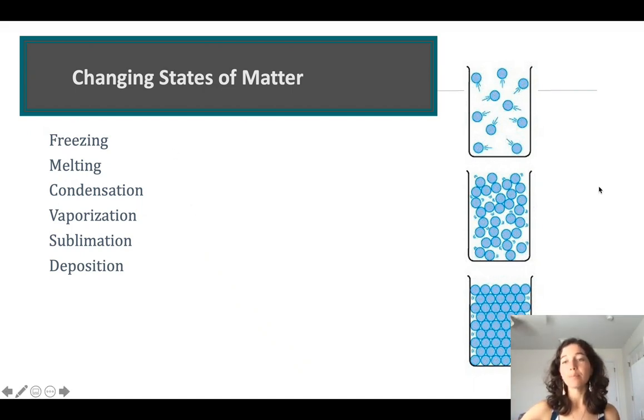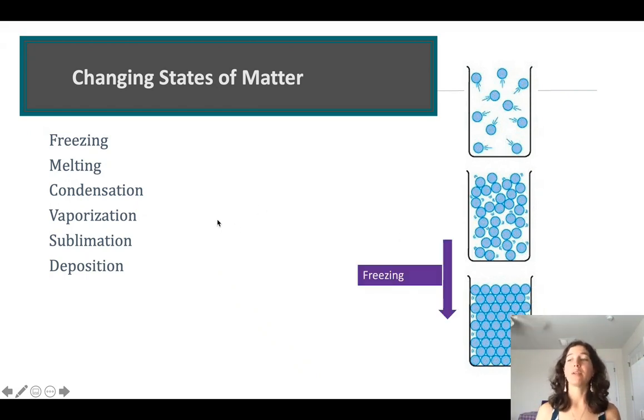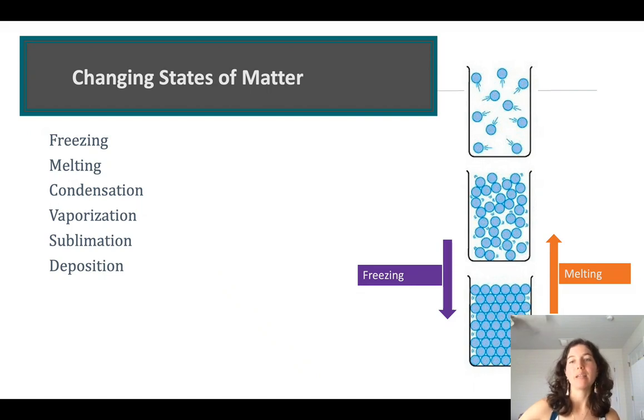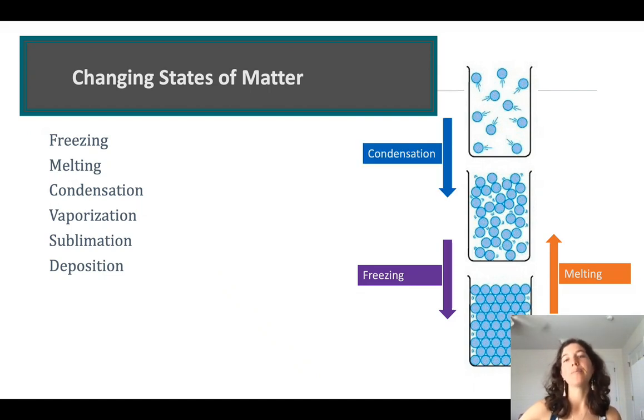So we have these different terms that we use to discuss changing states of matter or phase changes. The first one of these is freezing. Freezing is when you go from a liquid to a solid, like when you freeze water and you turn it into ice. We have melting, which is the opposite. When you're melting ice cubes, it goes from a solid to a liquid.